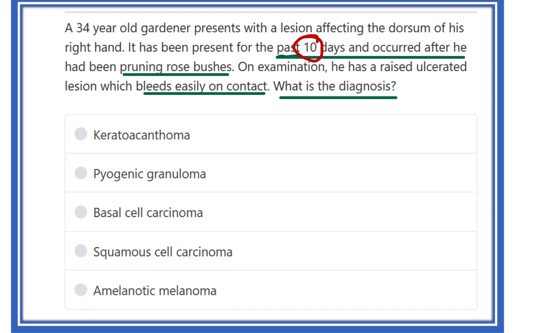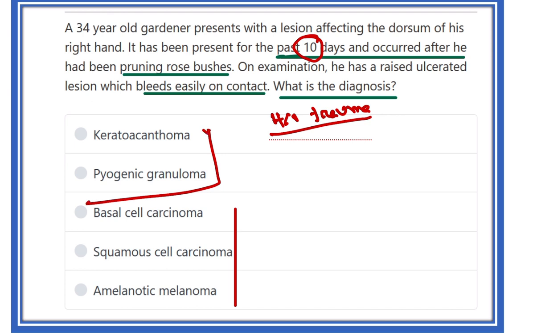melanoma. In this area they are the most carcinogenic, but here there is a history of trauma, trauma by the rose bushes. So what are the options? As it is a history of trauma, basal cell carcinoma, squamous cell carcinoma, and amelanotic melanoma will not be the answer. So we have to keep in mind keratoacanthoma and pyogenic granuloma.